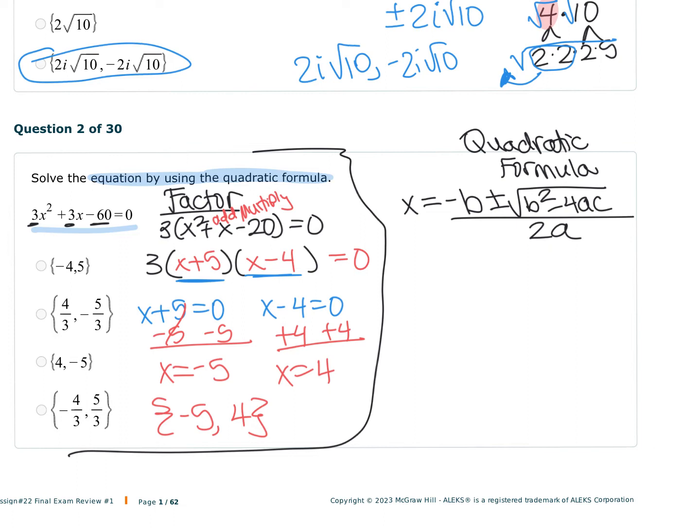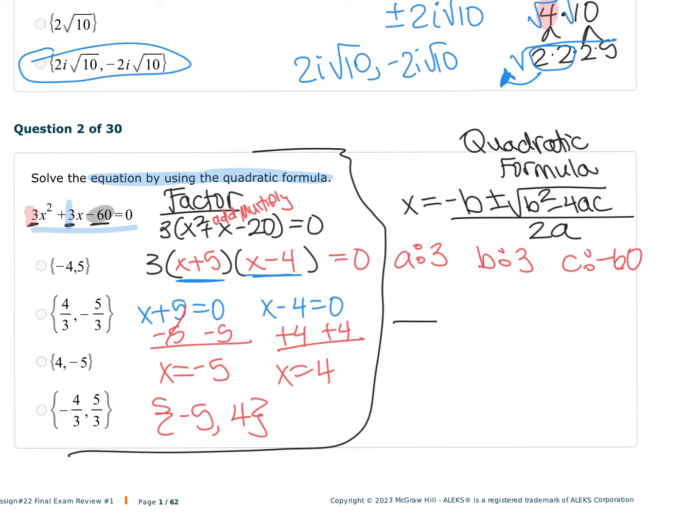So the a is the number in front of x squared, the b is the number in front of x, and c is that last number, right? So I could label this as a is 3, b is 3, and c is negative 60. And all I do is plug those values in to my formula.